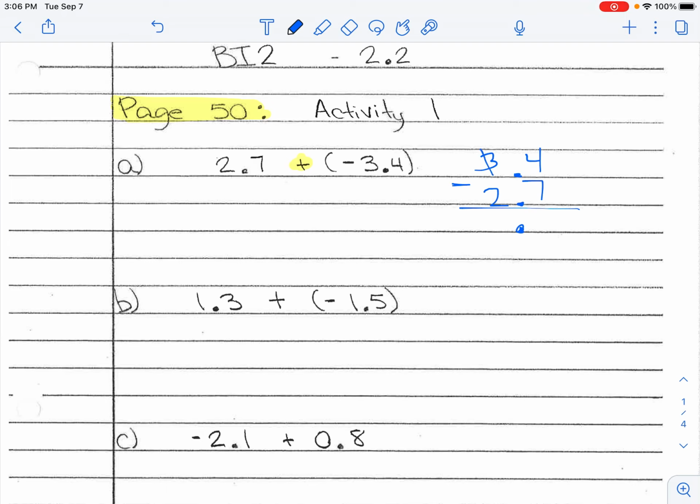Now we're going to borrow from the 3, make it a 2, and the 4 becomes a 14. So 14 minus 7 is 7, and 2 minus 2 is 0. Now I go back and look to see, did I have more positives or more negatives in my problem? I had more negatives in my problem. So my answer is going to be negative 0.7.